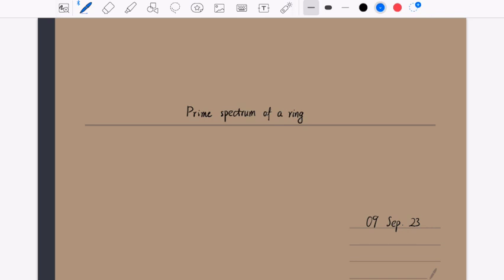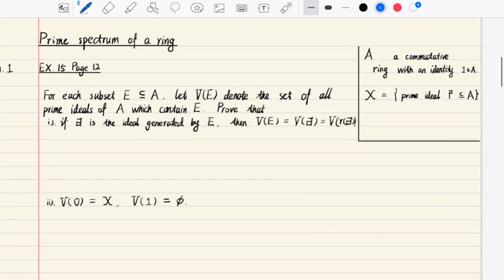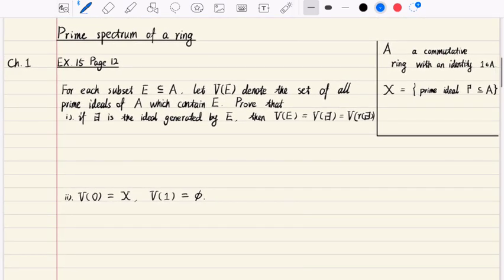So today I plan to give the first one to the prime spectrum, since it is the most interesting part of chapter one. The prime spectrum of a ring. We always assume the ring is commutative with the identity element. And we also introduce the notation X to indicate the set of all the prime ideals of A. For now, X is just a set.